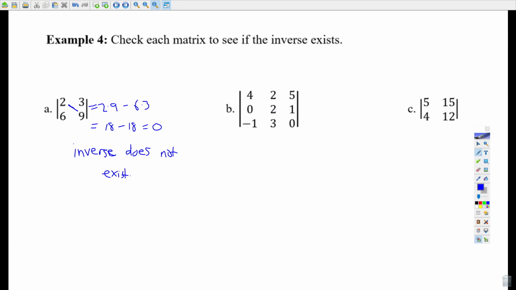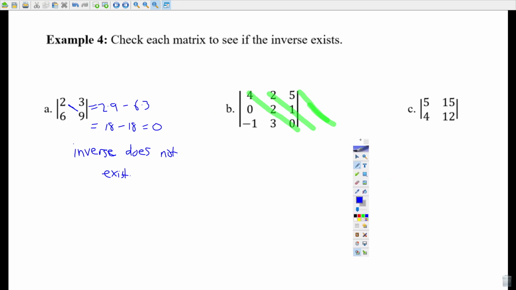For part B, you have to do the highlighting thing. You have to highlight the 3 numbers, do that first, and see if that equals 0. If it does not equal 0, then you say it does exist. I will do the last one and be done, because it's a little easier. We do 5 times 12 minus 4 times 15. So what do we get? 5 times 12 is 60, minus, what's 4 times 15? Also 60. So this is another one where the inverse does not exist. You're going to check and see if part B also comes out to be 0.